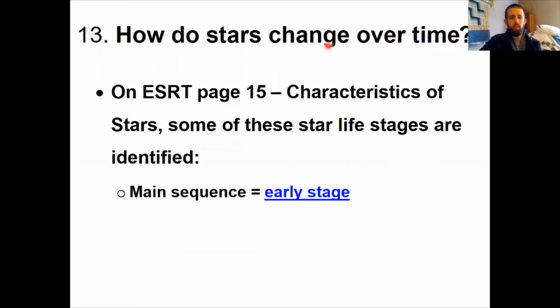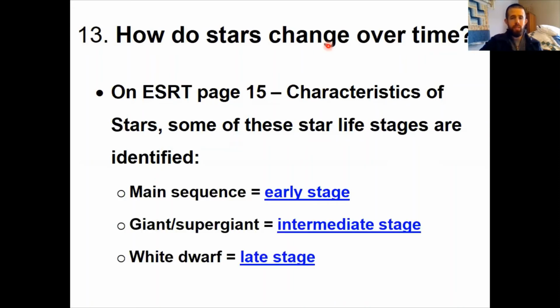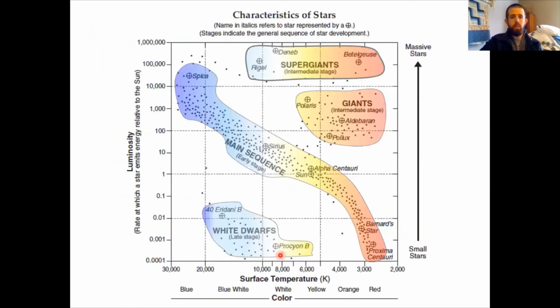So if we look at the ESRT on page 15, the star chart, which you should be getting familiar with, the main sequence stars are on there. It's like the early stage of a star, when they're young, they're just little babies. And then we have the giants and supergiants, that's like the intermediate stage, when they're older. And then white dwarf is like nearing the end of a star's life cycle. So here we have it. Kind of cool with the colors here.